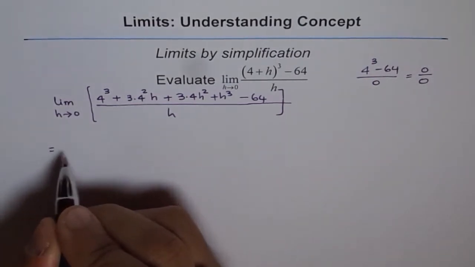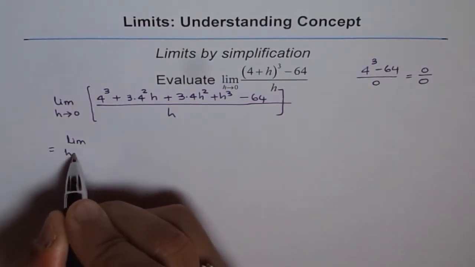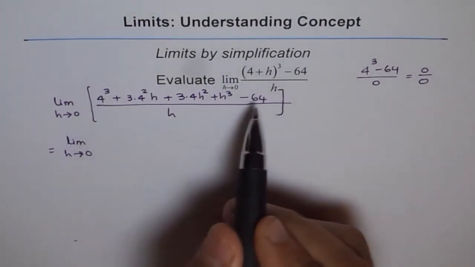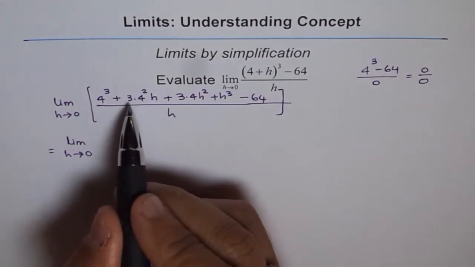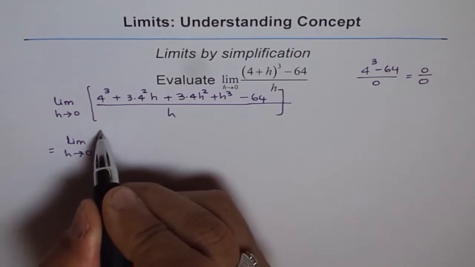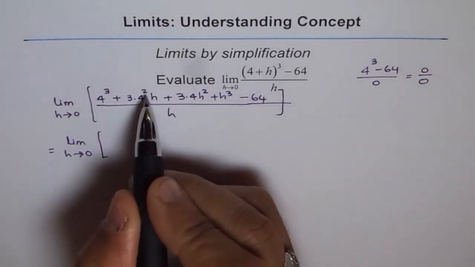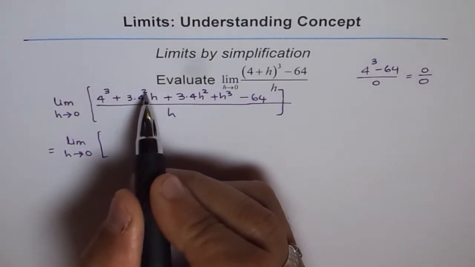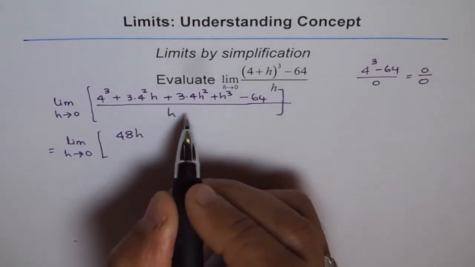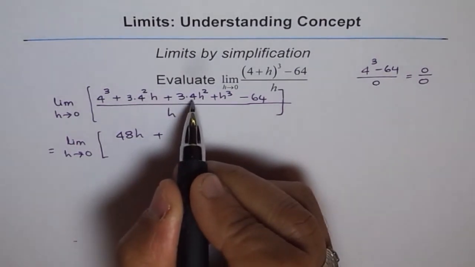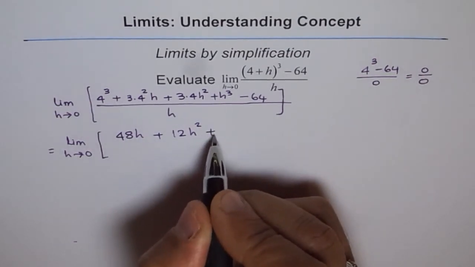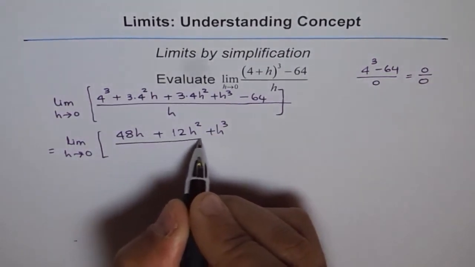Now this could be written as limit h approaches 0. Now we can simplify this. 4 cubed is 64, so 64 minus 64 is 0. So we're left with these three terms in the numerator, and they can be written as 4 squared is 16, and 16 times 3 is 48h, plus 3 times 4 is 12, 12h squared, plus h cubed, over h.